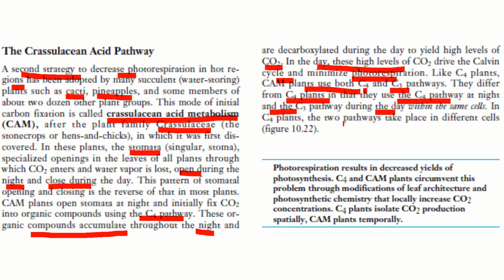What about the C4 plants? In the C4 plants, both these pathways, C3 and C4 pathways, were taking place during daytime itself, but in different tissues. Here in CAM plants, in the crassulacean acid metabolism plants, C4 pathway is taking place during the night time to accumulate the C4 acid, and C3 pathway is taking place during the daytime. Okay.